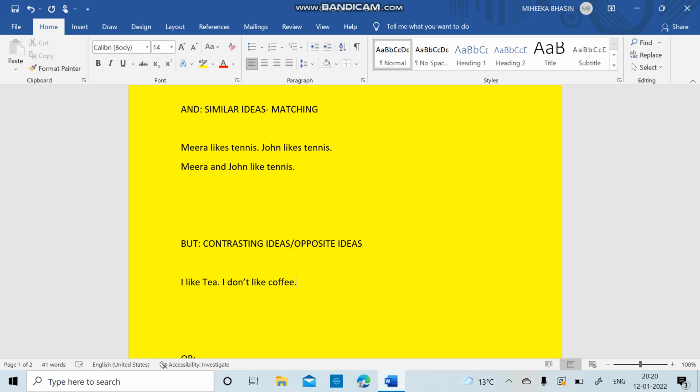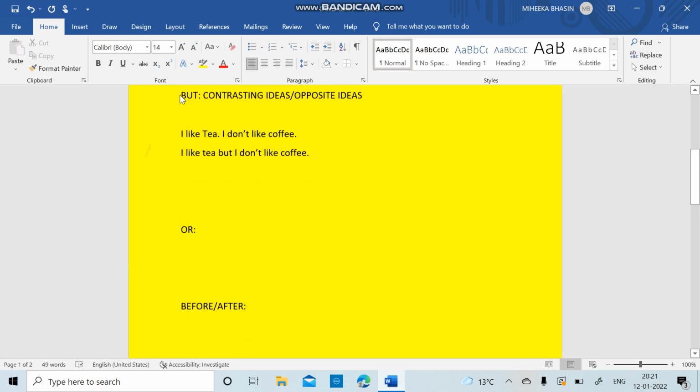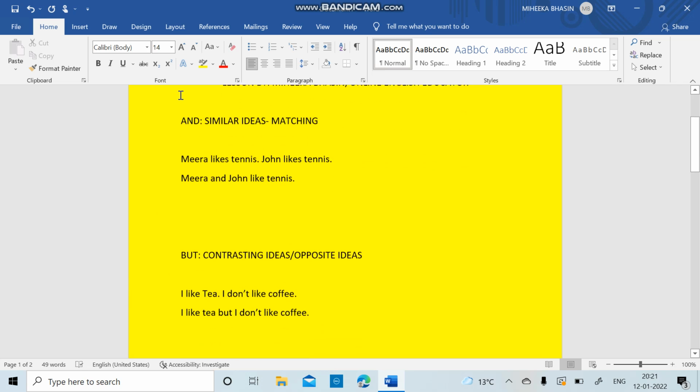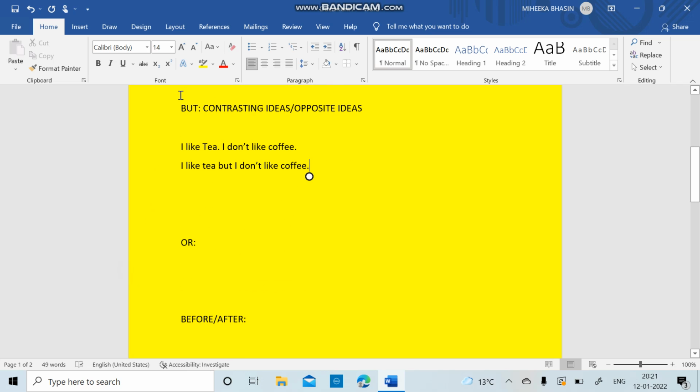So why write it into two sentences when you can easily combine it like, I like tea, but I don't like coffee. You see how simply we fuse the sentences together here. So I hope till here you can understand what conjunctions are doing, the purpose of conjunctions. You can very well understand them through these examples.